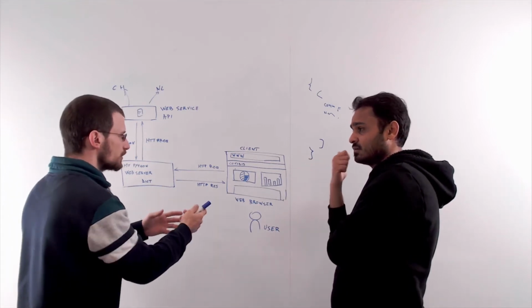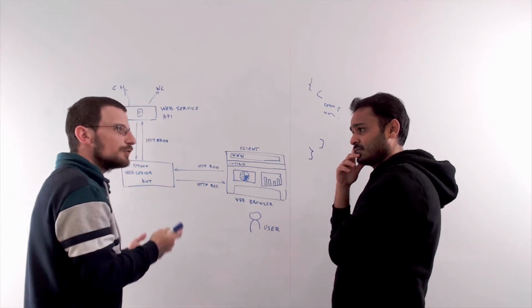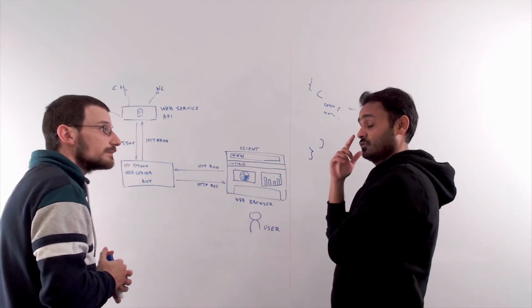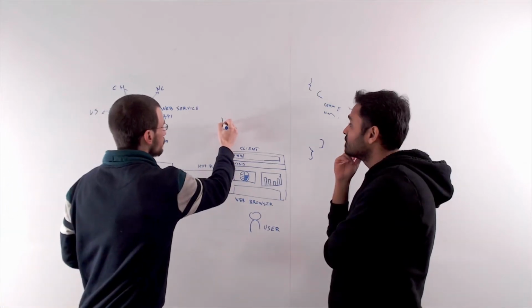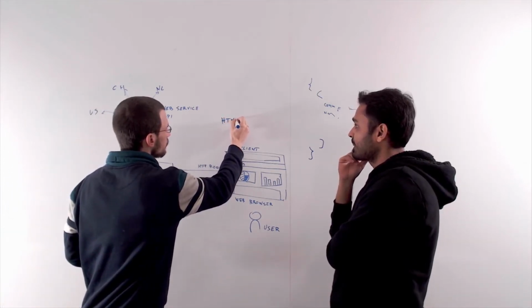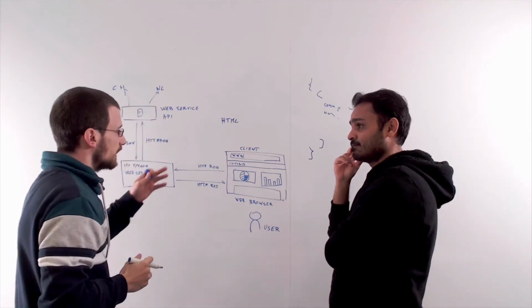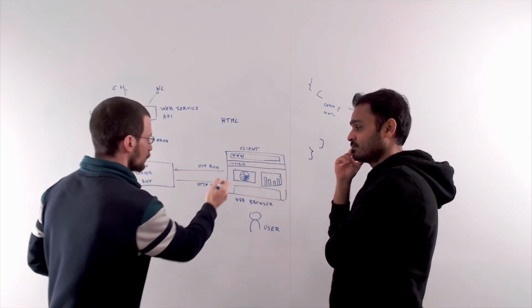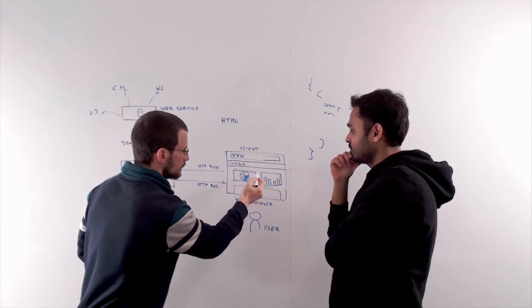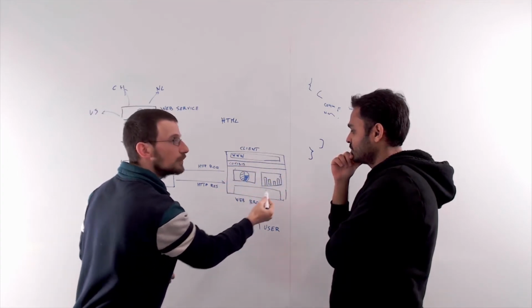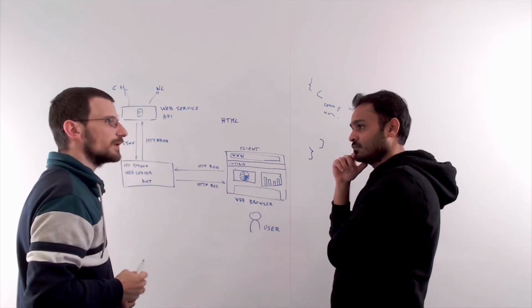Right. So you receive JSON, and here you need three different languages. Well, we have HTML. That is for the structure of your page, so that you can say you want a header here, a section, another section, maybe a footer. This is the structure of the page.